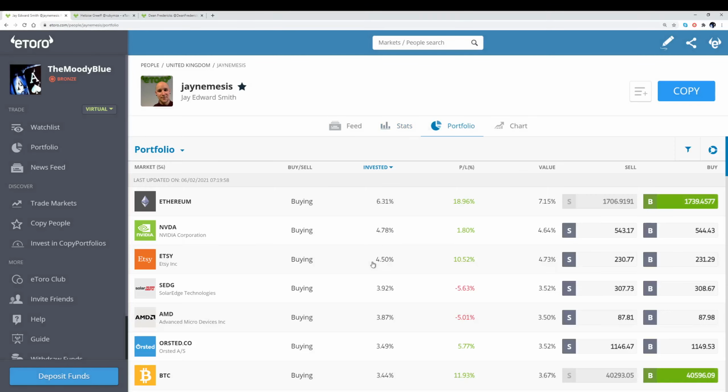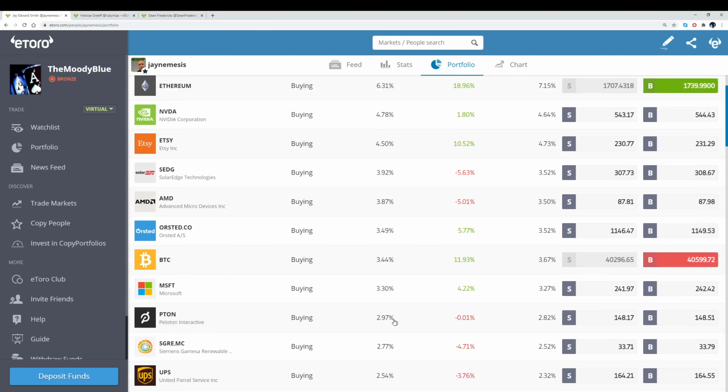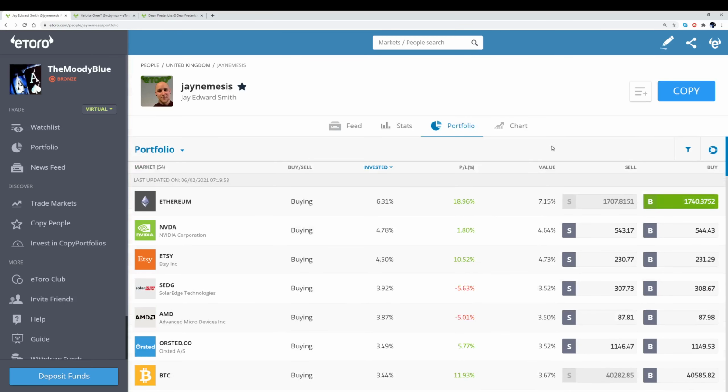And the third thing, most importantly, his currently held value there on the right-hand side is very similar to his original invested amount. So anybody copying Jay would get these percentages here on the left, and that's very similar to Jay's current value. So they would be getting a portfolio extremely similar to Jay.